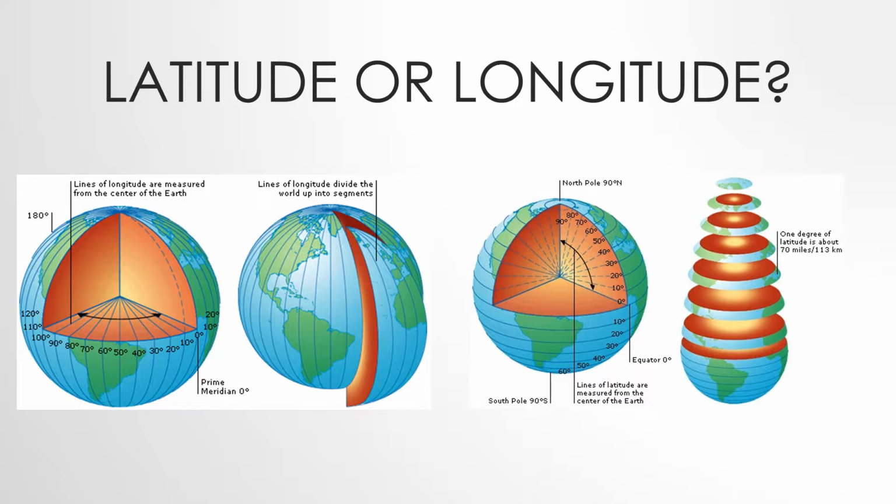So these ones are lines of longitude. They go north to south, and lines of latitude run east to west. These divide the Earth into eastern and western halves, and this divides the Earth into north and south halves. So you can kind of see how it divides the world in these images here.